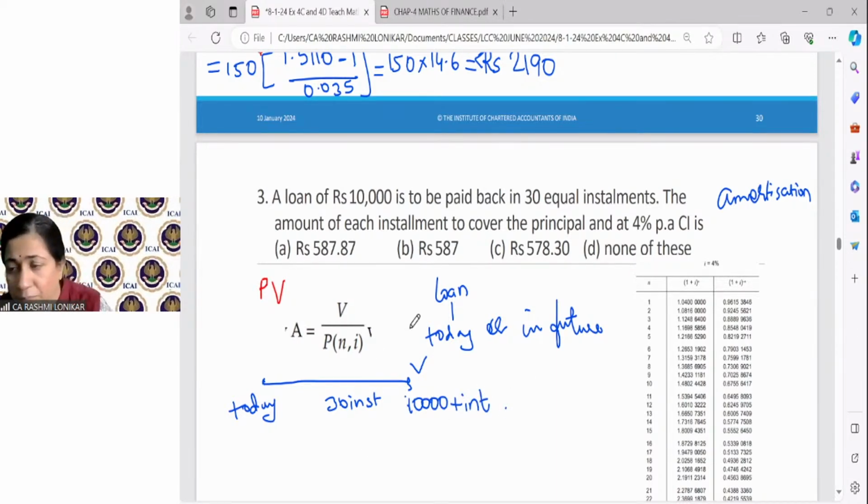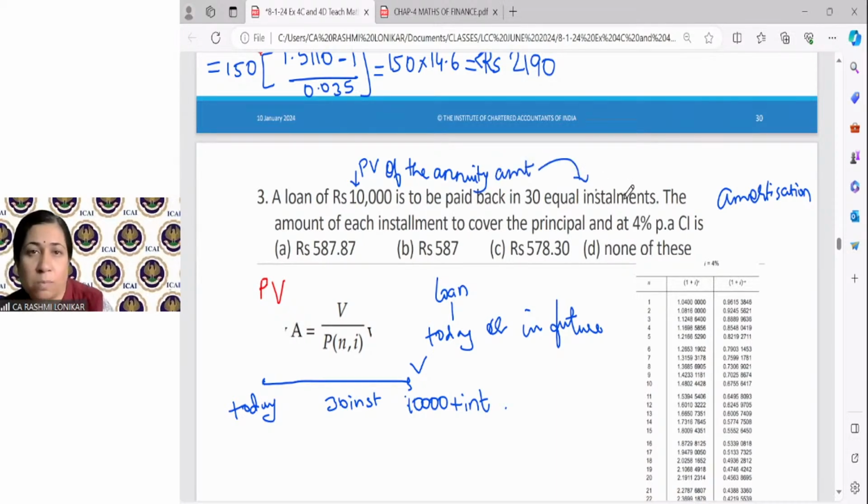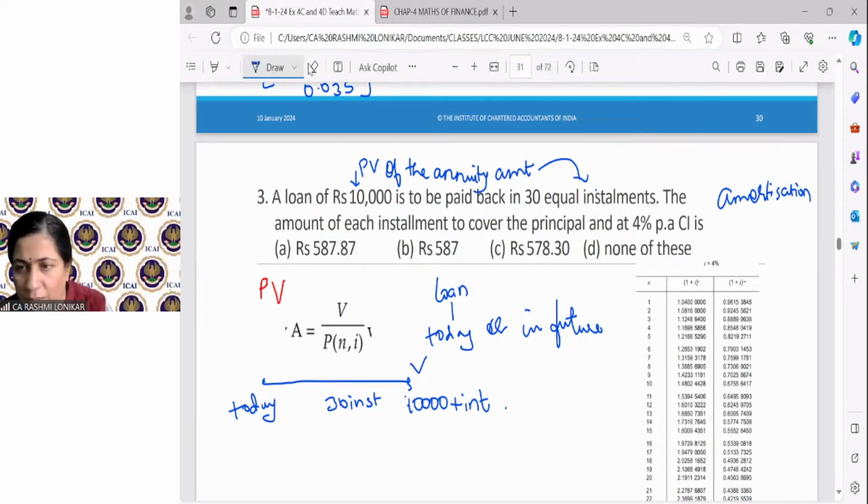So this is the present value of the annuity amount. What is the annuity amount? It is the installment.